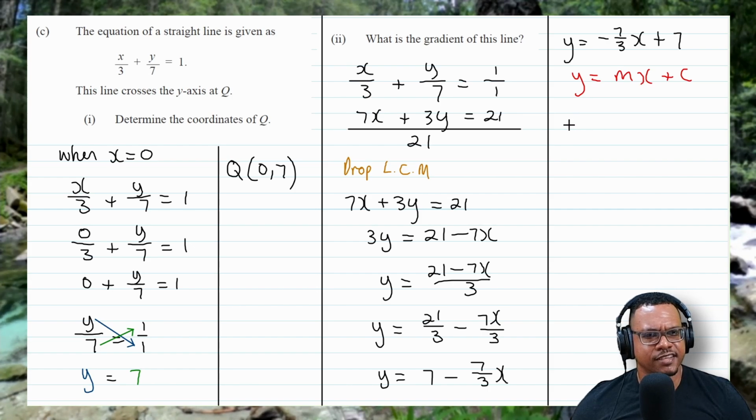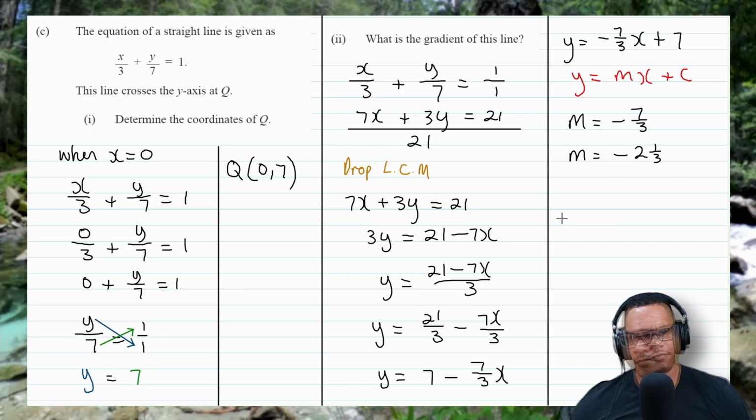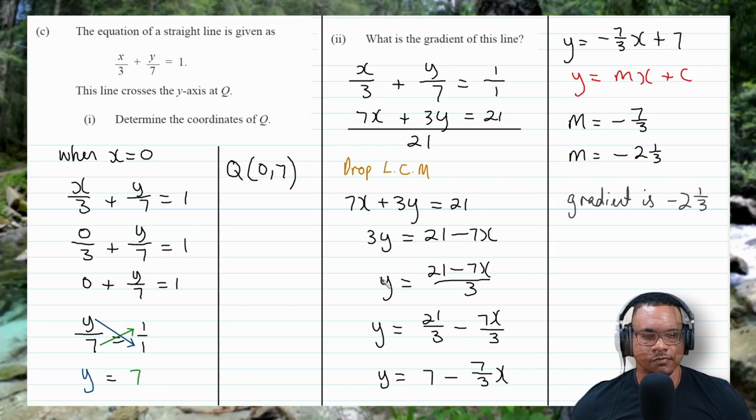Alright, so here we can see that m is negative 7 over 3. I can write that as a mixed number, and that'll be negative 2 and 1/3. And you can see c would have been 7, which is your y-intercept, and you see we get our y-intercept here as 7. And that's it for this video.